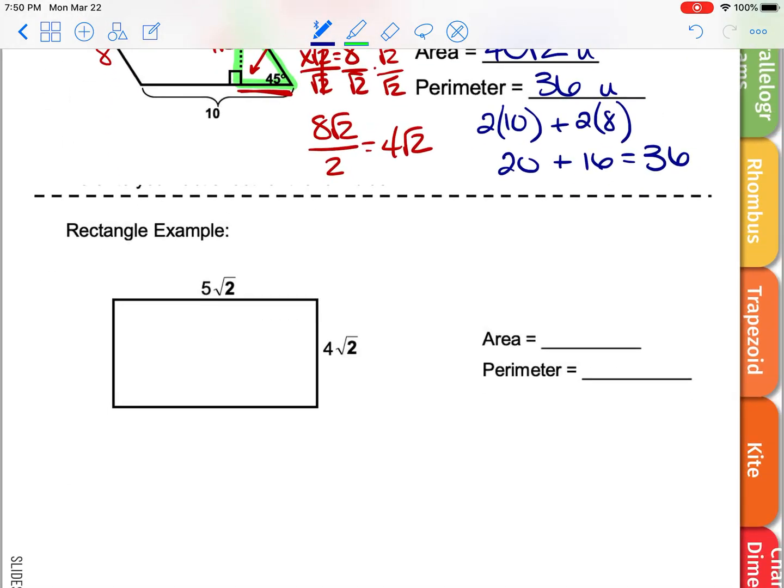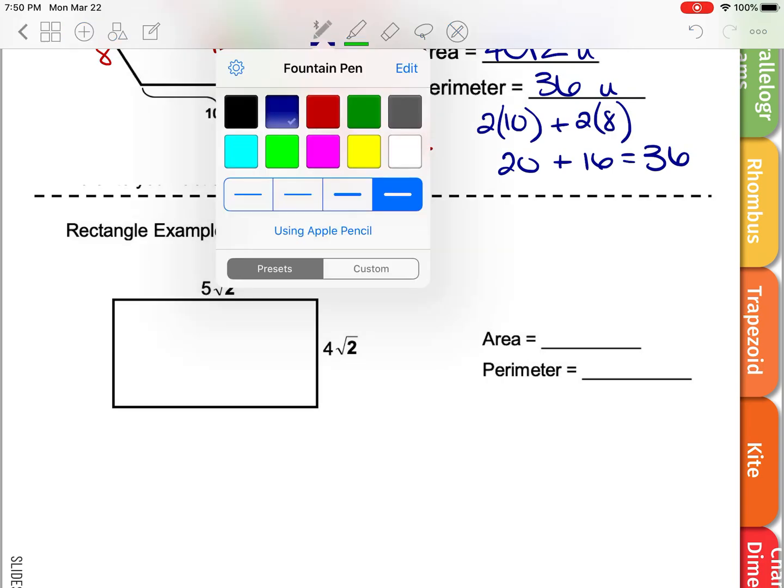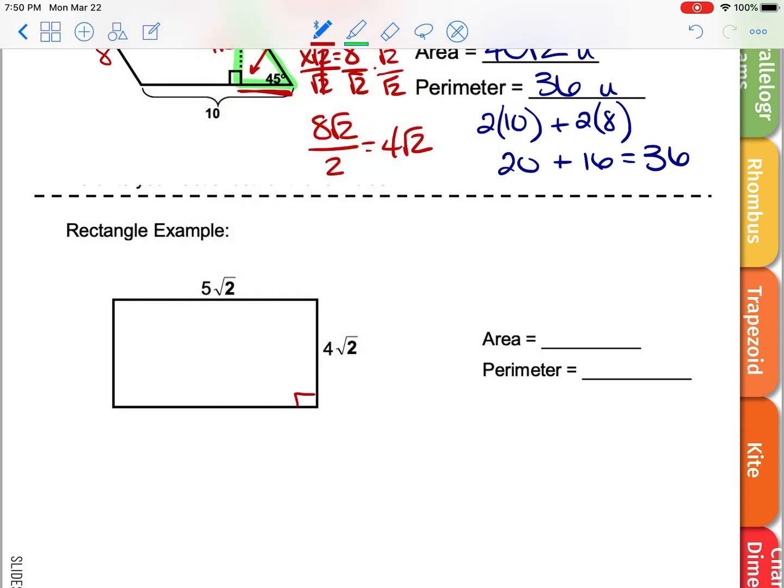Rectangles are basically the same thing as a parallelogram in terms of formulas. Outside edges for perimeter, base times height. But because it's a rectangle, remember these angles are right angles, so your height would be right here. So we have our base and height, we're ready to go. We know that in a rectangle, opposite sides are congruent. So we know that. So now area, base times height.